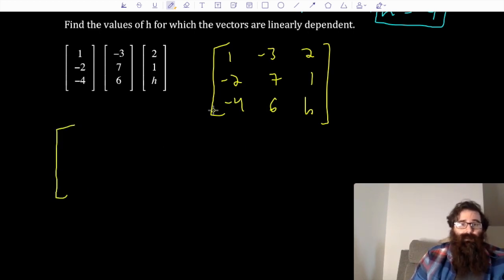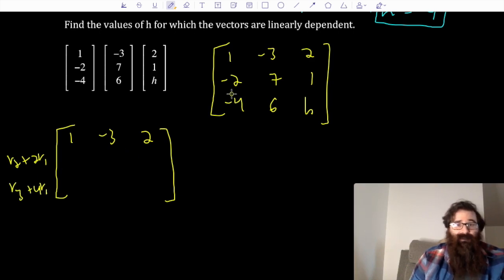Get used to it, right? You could scale. I'm just going to jump right into it. Let me rewrite row 1. It's got that 1 in the upper left corner already, which means I can replace row 2 with row 2 plus 2 times row 1. I can replace row 3 with row 3 plus 4 times row 1. What's this going to look like?